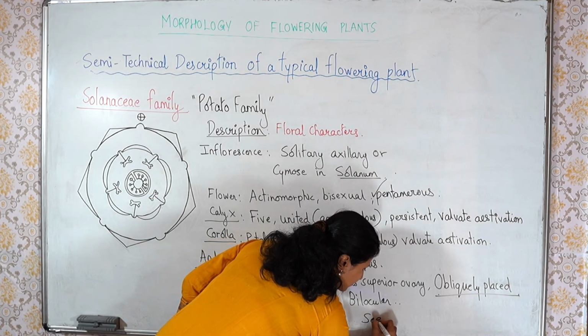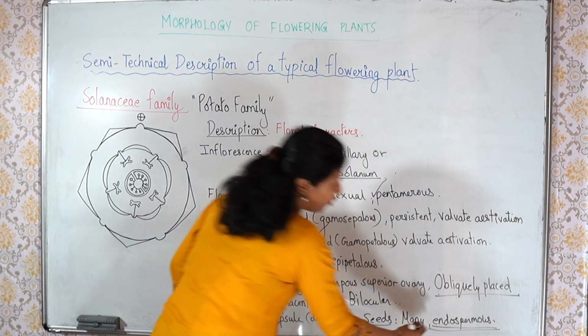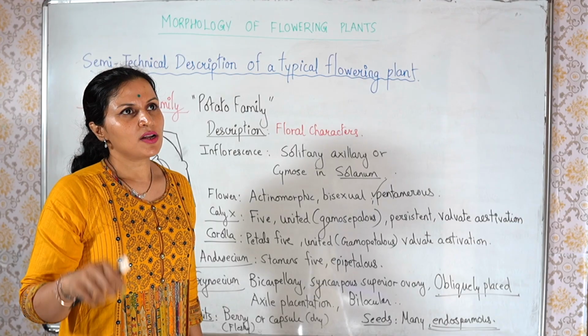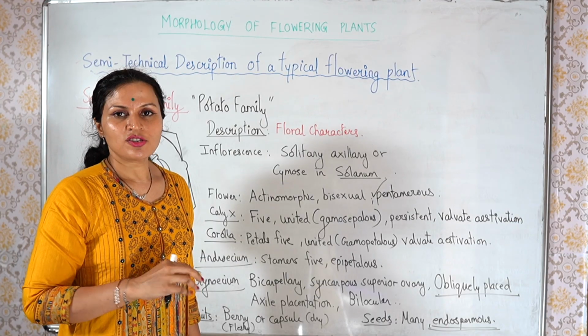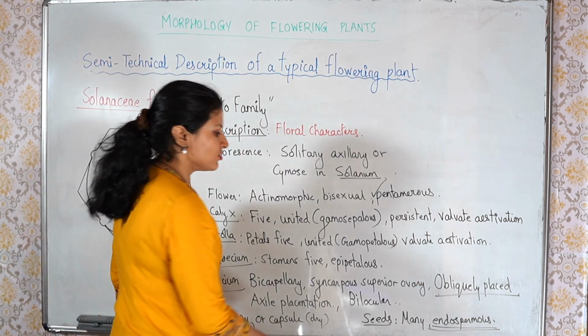And the seeds are many and they are endospermous. So this is a classic case of a dicot plant but with endospermous seeds. Dicot plants usually do not have endospermous seeds. Dicot plants usually have non-endospermous seeds, but this is a dicot plant with endospermous seeds. You have to remember this.